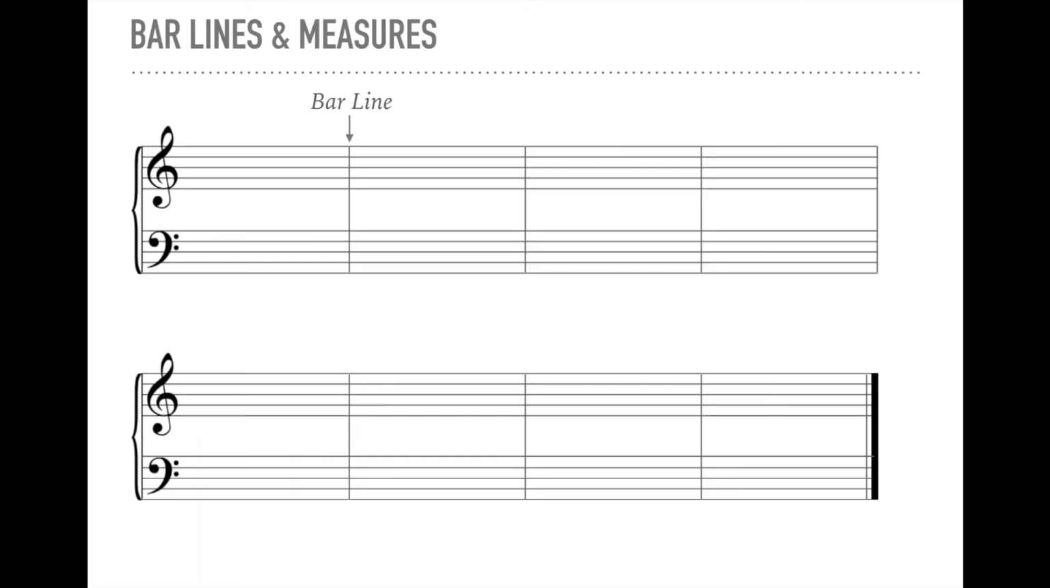Music is divided into equal parts by vertical lines called bar lines. And these equally divided segments are called measures. At the end of any song, you'll find a double bar line, which indicates that you've reached the end.